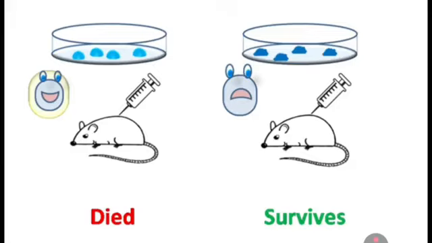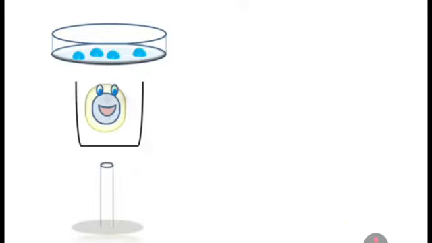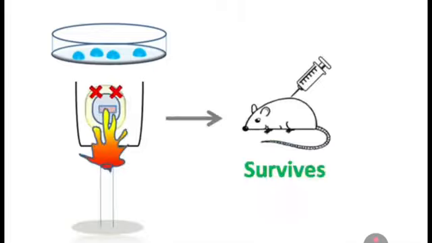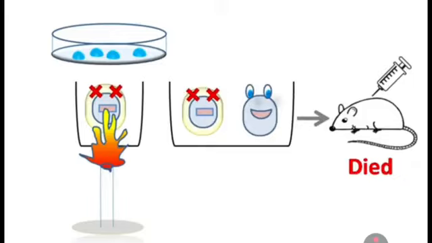When the cells of the smooth strain are injected in mice, the mice is killed. Whereas when the cells of the rough strain are injected in mice, the mice survives. In the next experiment, the cells of the smooth strain were killed by heat. When these cells are injected in mice, the mice survives. However, when the cells of the heat-killed smooth strain are mixed with the rough strain and injected in mice, the mice is killed. And this result was surprising.